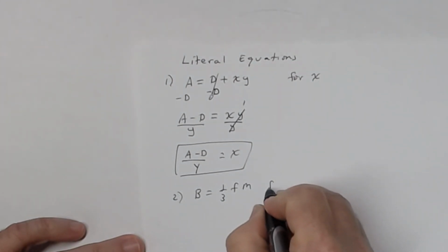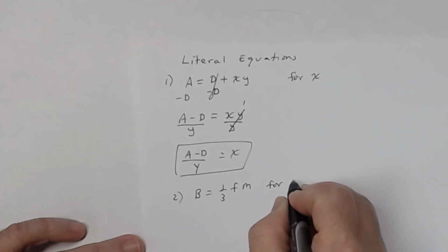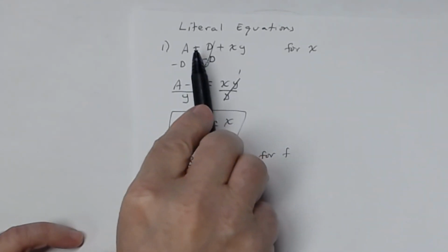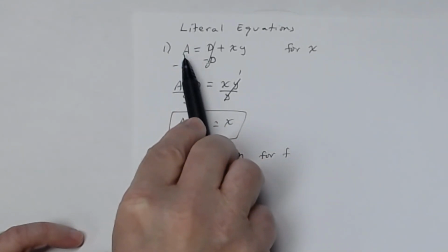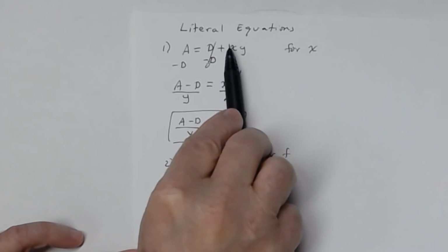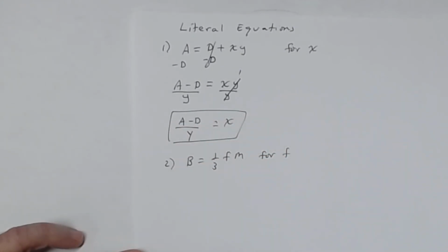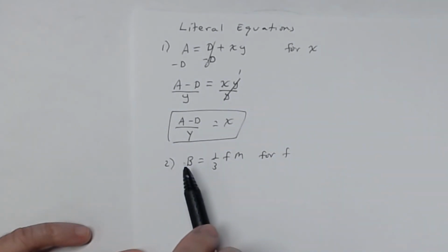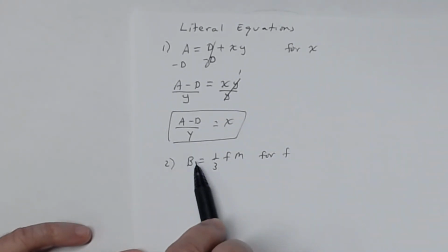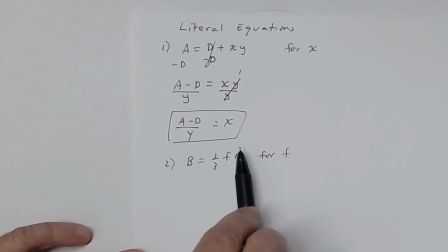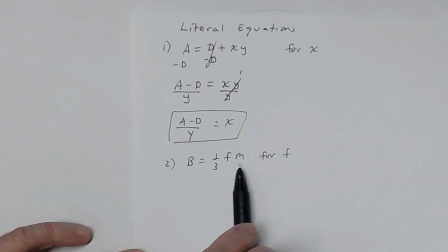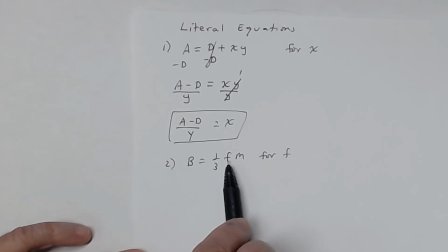And in this case, let's say I want to solve for F. Now, notice in the first equation, I had 3 terms. I had 1 on the left-hand side, and I had 2 on the right-hand side. When I look at number 2, I have 2 terms as well. I have 1 on the left and 1 on the right. Remember, terms are separated by addition or subtraction. There is no addition or subtraction here. It's all multiplication. 1/3 times F times M.